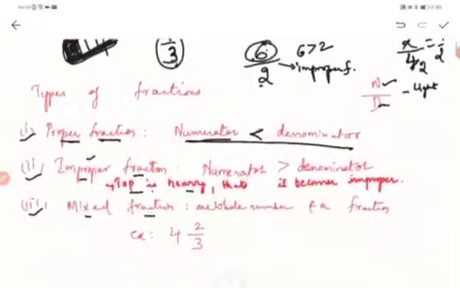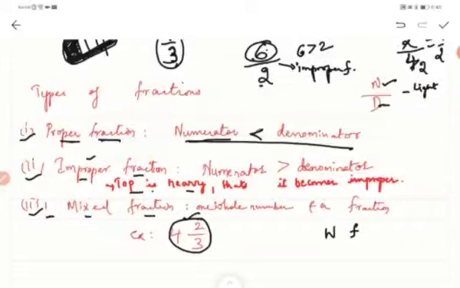The other is your mixed fraction. So what is a mixed fraction? You will have a mixture of a whole number and a fraction. Example here, it is 4 2 by 3. So 4 2 by 3 is your mixed fraction because you have the whole number 4 and a part of it, 2 by 3. When you go further, it will be very clear.